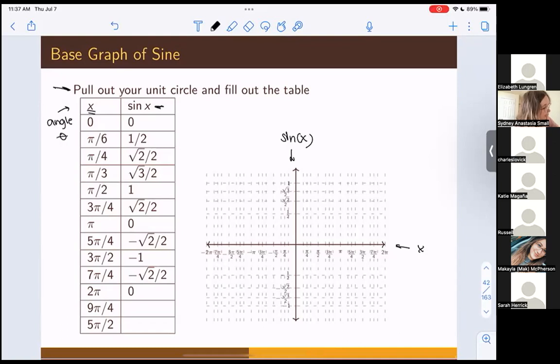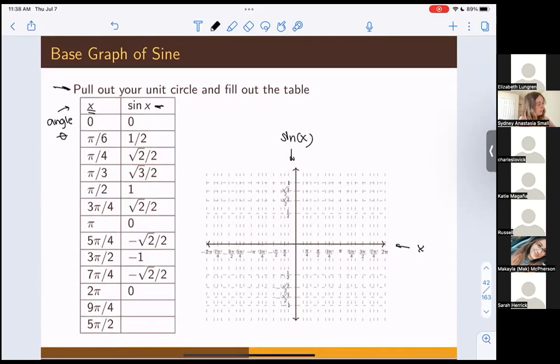X is our angle theta that we are plugging in. You can think about it as an angle because that's how we've been thinking about it up to this point. And then whatever its sine is going to be the output, or what we can traditionally consider the Y value of the equation. So let's start by plotting some of these points just to see what's going on.